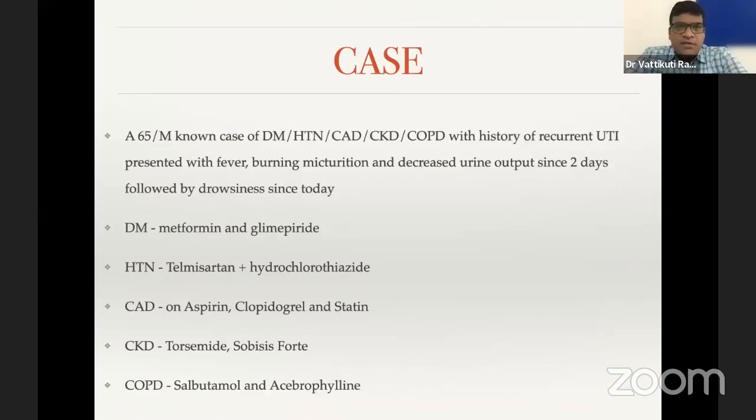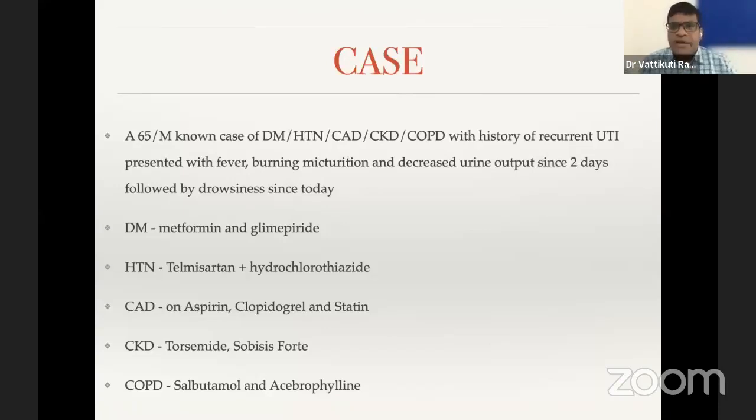This is a 65-year-old male who is a known case of diabetes, hypertension, coronary artery disease, chronic kidney disease, COPD, with a history of recurrent urinary tract infections, who presented to us with fever, burning micturition, and decreased urine output since 2 days, followed by drowsiness since 1 day.